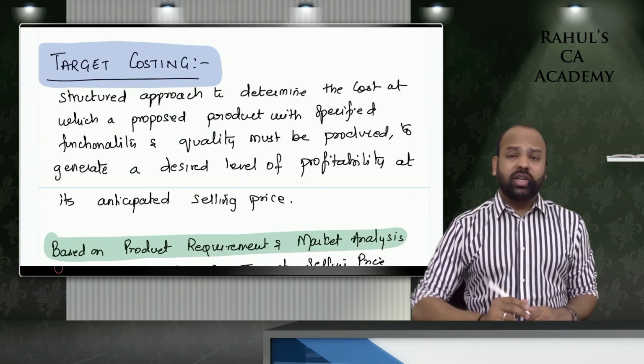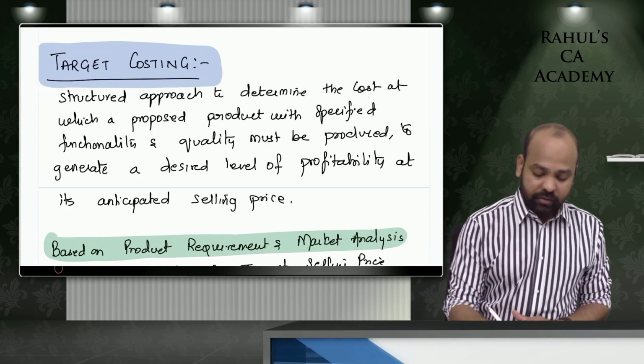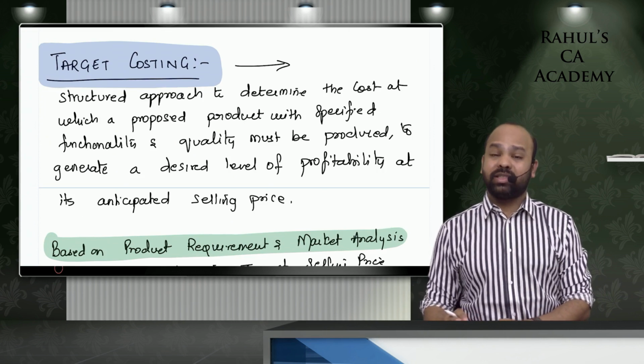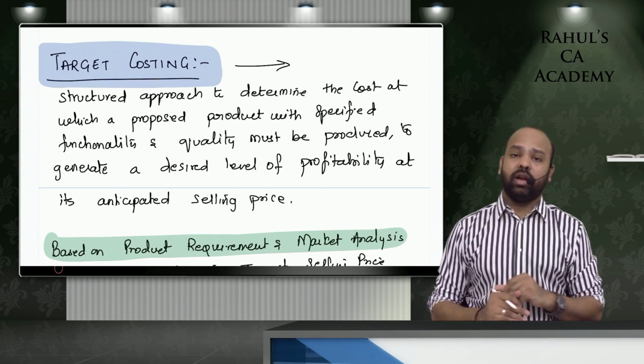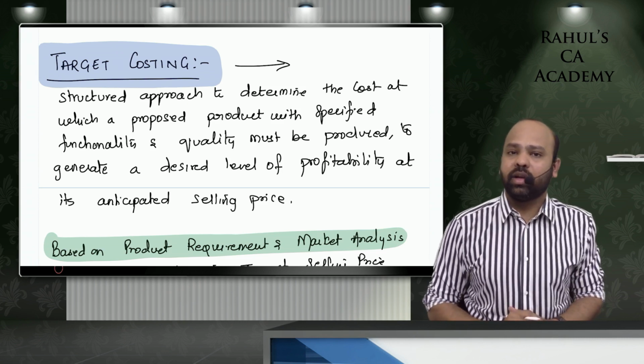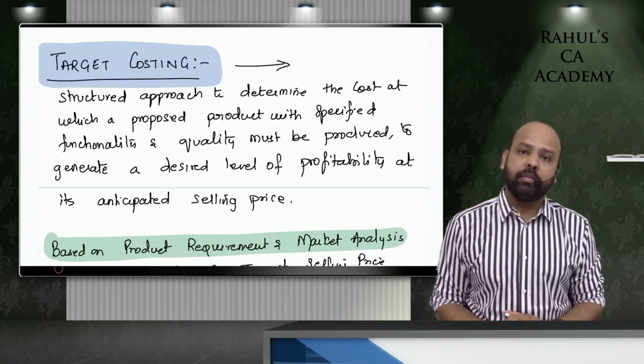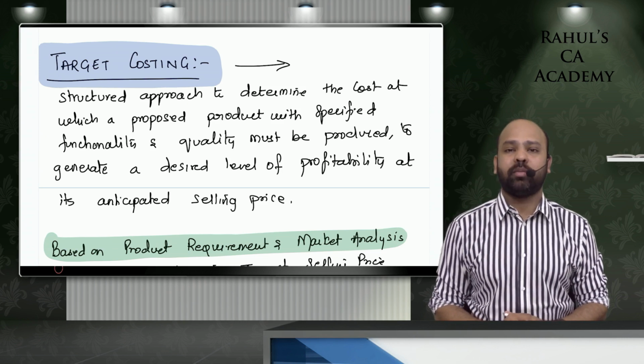So under cost reduction guys, the very first topic that we have is target costing. Target costing guys is all about understanding that in the majority of the cases, selling price is market determined. You will not be in a position to determine the selling price.